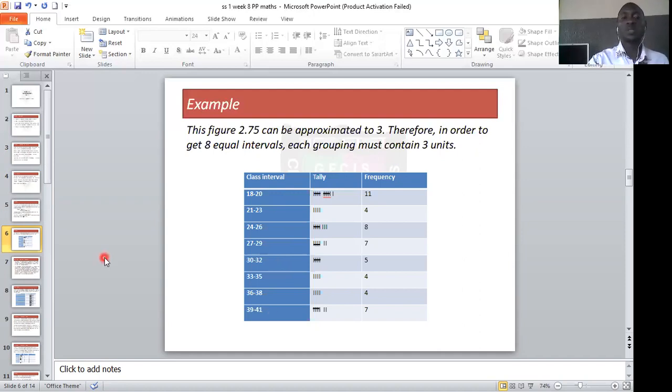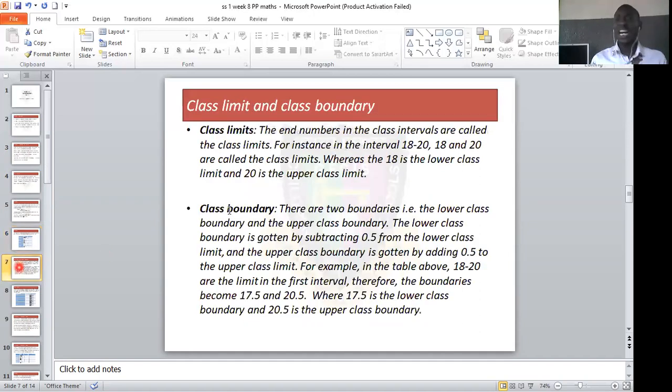So next, we'll look at the class limits. Class limit is the end of each class interval. Let me take the notes. The end numbers in the class intervals are called the class limits. From the previous example, we have 18 to 20, which is the first class interval. 18 is the lower class limit, and 20 is the upper class limit. They are end numbers. So we have two class limits.